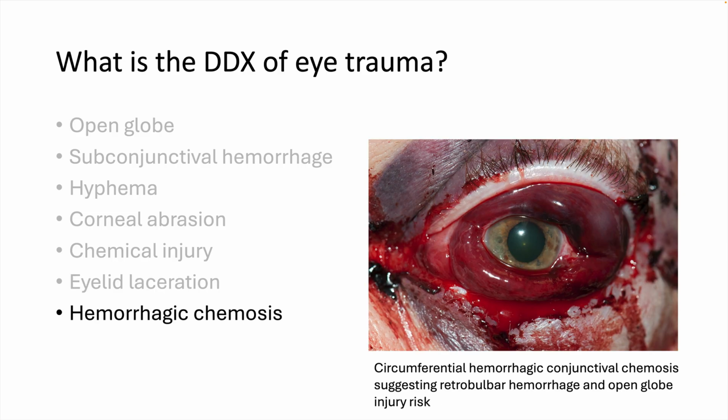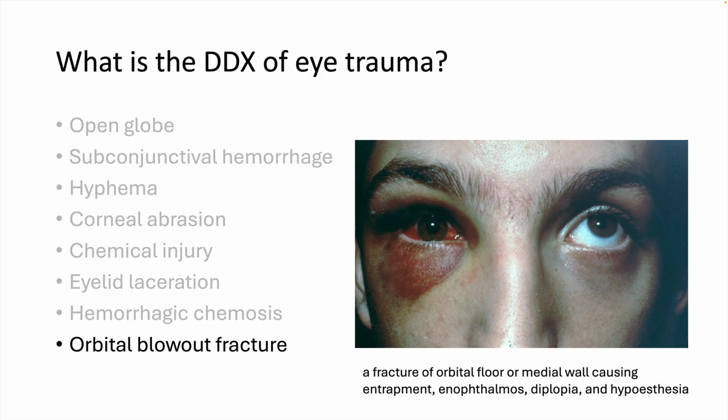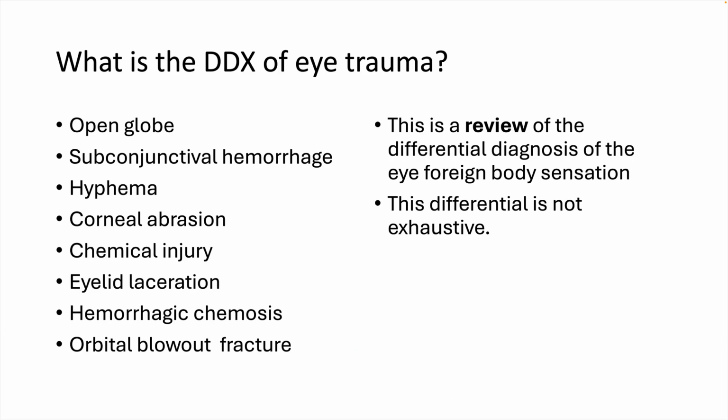Circumferential hemorrhagic conjunctival chemosis suggests retrobulbar hemorrhage and open globe injury risk. An orbital blowout fracture is defined as a fracture of the orbital floor or medial wall, causing entrapment, enophthalmos, diplopia, and hypesthesias. This is a review of the conditions which might occur after eye trauma. This is not an exhaustive list, but covers 95% of the conditions seen in an acute eye trauma.